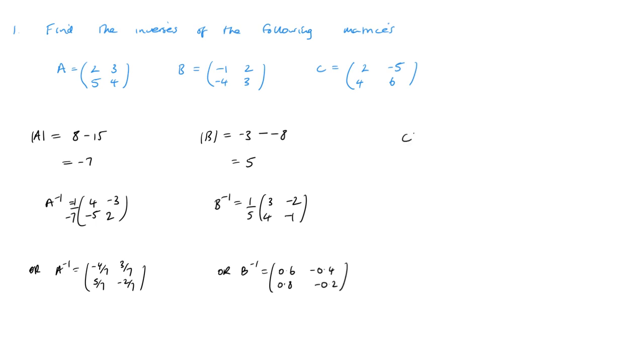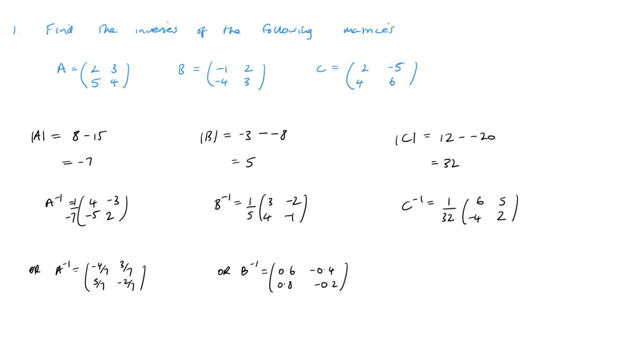And then finally C. So this is 12 minus 20. So this is minus 8. So C to the minus 1 is 1 over that, 6 and 2 switch, 5 and the 4 change signs. And I'll leave it like that for that one.